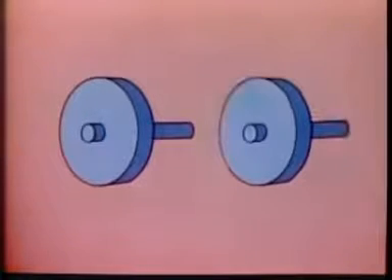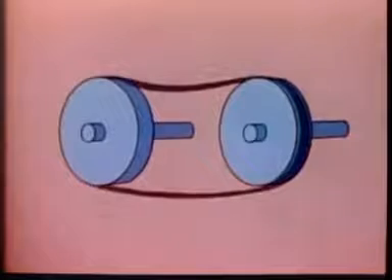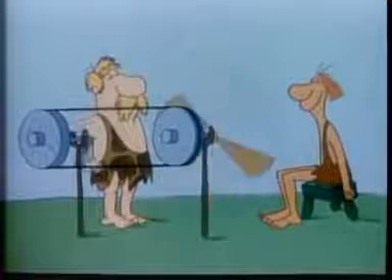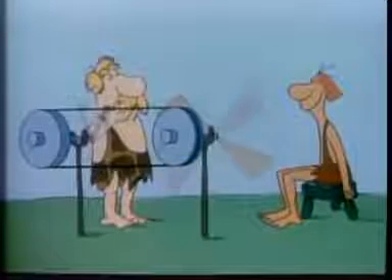Sometimes we want a wheel on one axle to turn a wheel on a different axle. One way to do this is to connect them with a belt. If the belted wheels are the same size, they both turn at the same speed, just as two wheels do if they're on the same axle. But if they're different sizes, one of them turns faster than the other.